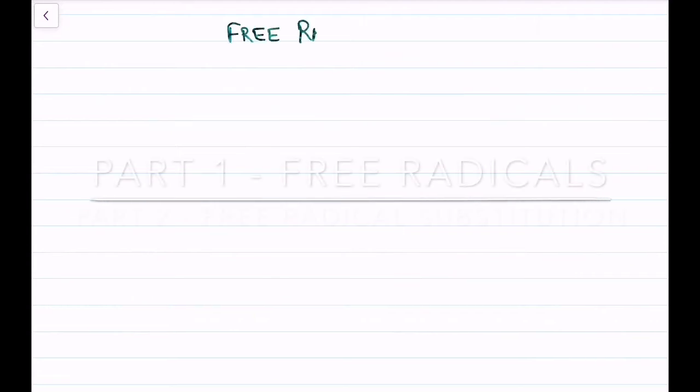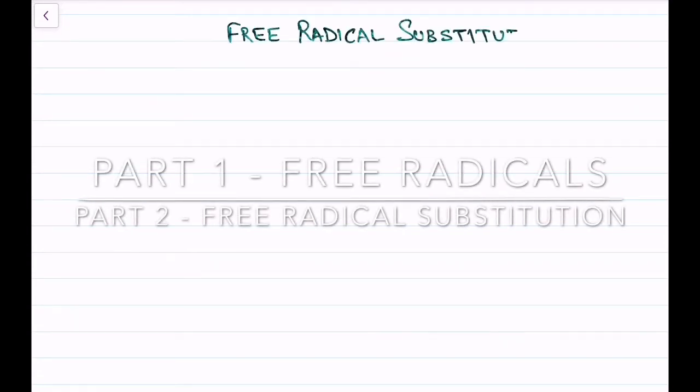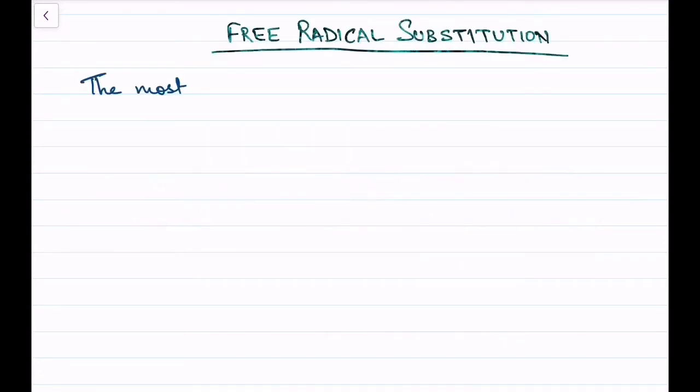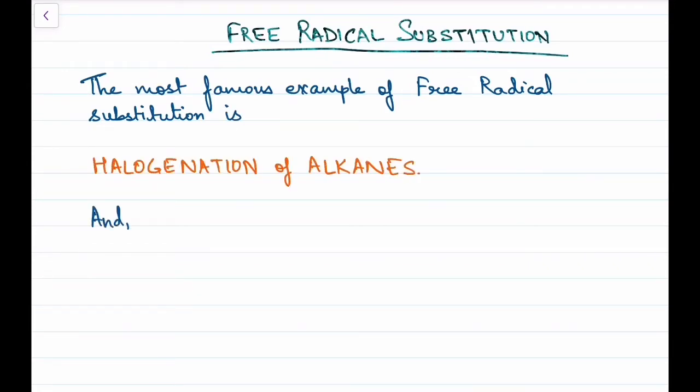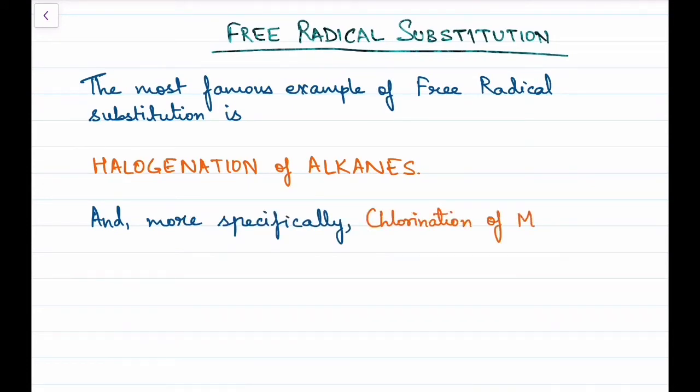Now that we've learned about free radicals, we'll move on to free radical substitution. It's easier to understand the concept via examples. And the most famous example of free radical substitution is halogenation of alkanes, and more specifically chlorination of methane. So let us begin by understanding that.